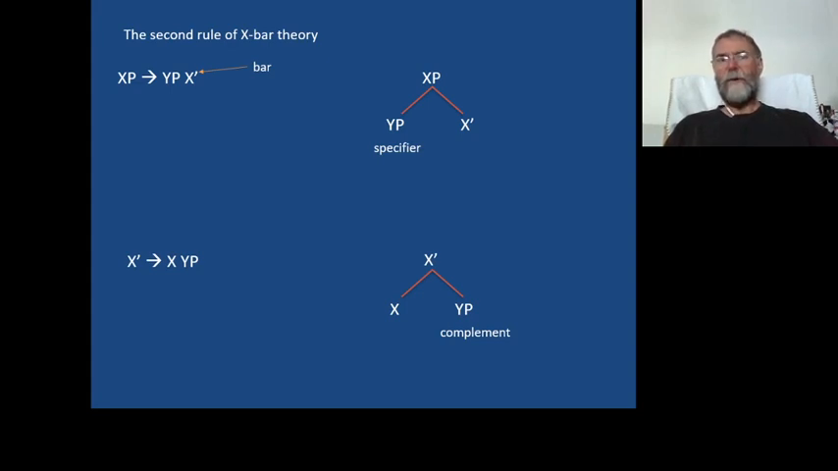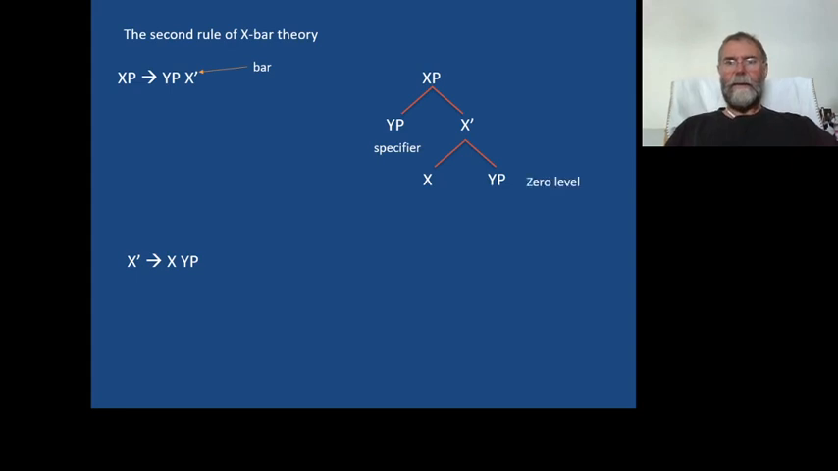So these two rules work in conjunction to produce a more complex phrase. The new rule tells you that the XP contains the X bar, and then last week's rule tells us that the X bar contains the X, the head. So they work together to produce a structure that looks like that. Now, what this says is that phrases have three levels. Every phrase has these three levels.